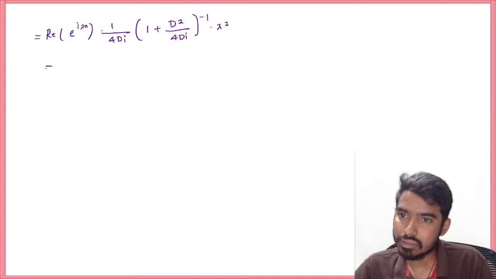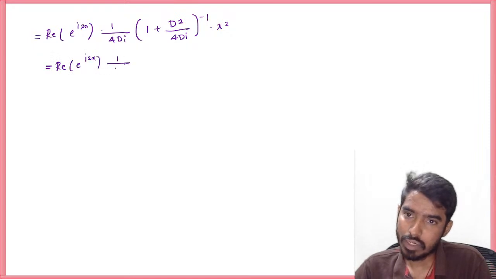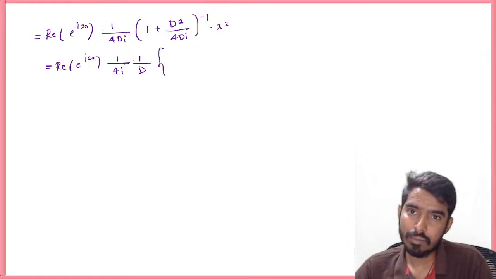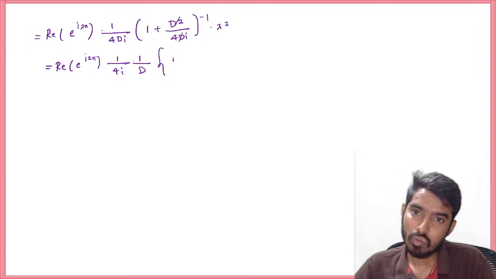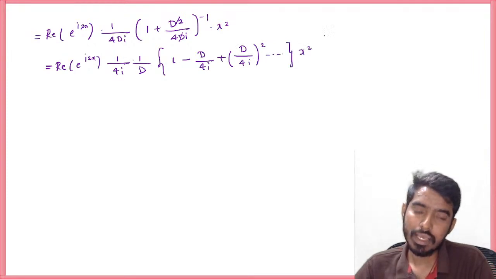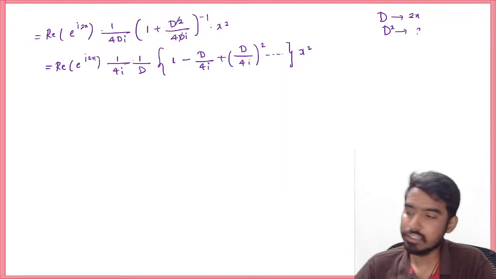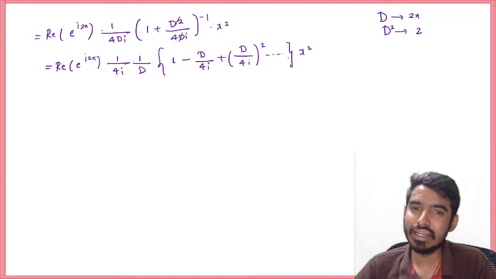Now we will do this. So real part of e power i 2x, 1 by 4i into 1 by D. And what about this term, 1 plus x whole power minus 1? Before that I can cancel this 1 by D. So 1 plus x whole power minus 1 is 1 minus x plus x square and so on, right? So we have D of x square is 2x, D square is 2, D cube will be 0. So I'm not considering the D cube term.